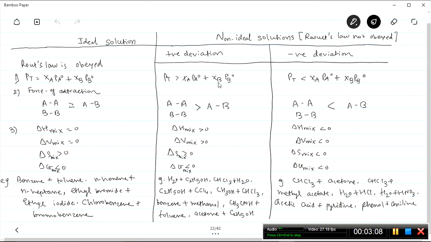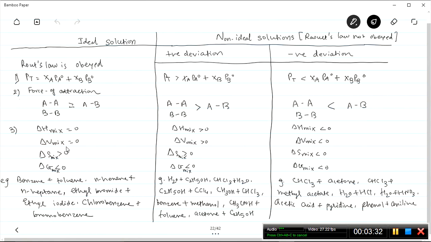So basically vapor pressure will be more, and that is why the Pt is greater than what you calculate from Raoult's law. Similarly, in case of negative deviation, the force of attraction between AB molecules is more than the intermolecular force of attraction between AA and BB. So we are saying molecules are more tightly bound, so it becomes difficult for them to go into vapor state, and hence the pressure exerted by them is comparatively less.